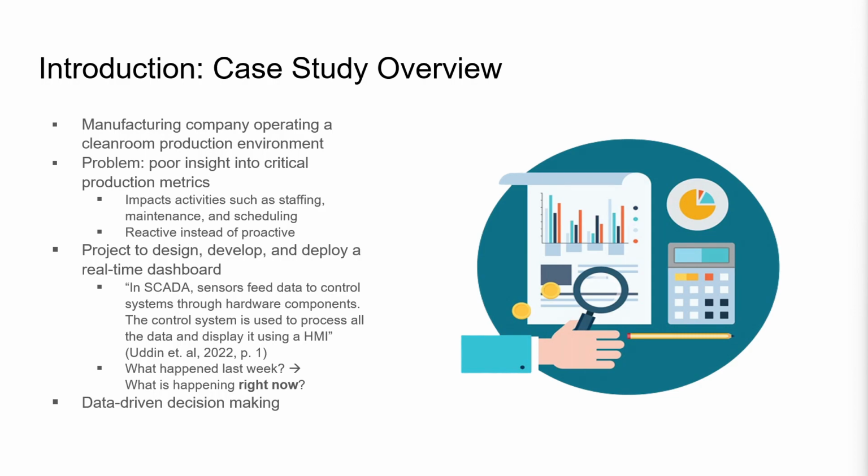To address this problem, we are suggesting the company invests in a real-time SCADA dashboard that will automatically collect and analyze production data as it occurs on the floor. Uden et al. describe a SCADA system by writing, in SCADA, sensors feed data to control systems through hardware components. The control system is used to process all the data and display it using an HMI, or human-machine interface. These real-time data analytics will take the company from asking what happened last week to asking what is happening right now. It will also give the organization valuable data on which to base their decision-making.